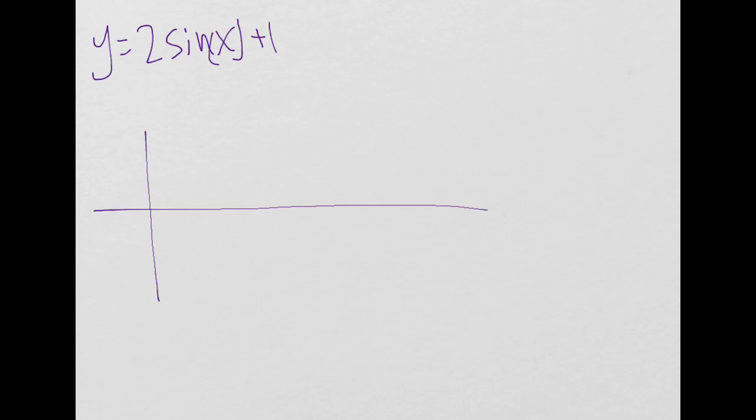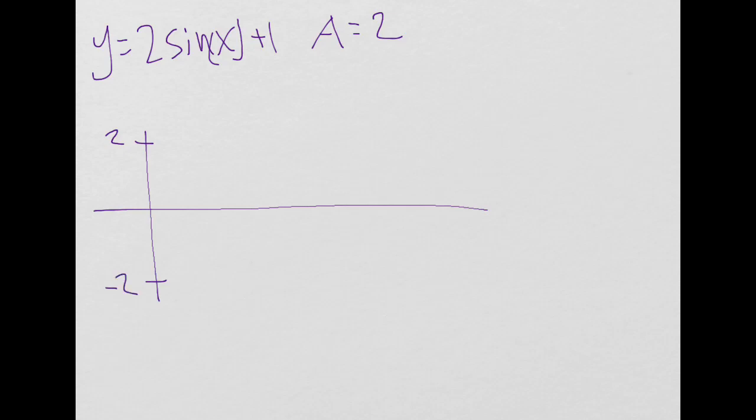So again, let's identify some stuff. A, amplitude is 2. Again, just the coefficient of your function, not to be confused with the coefficient of your x term, but just that number out there, that's our amplitude. That tells us that our max is going to be 2 and our min is going to be -2.